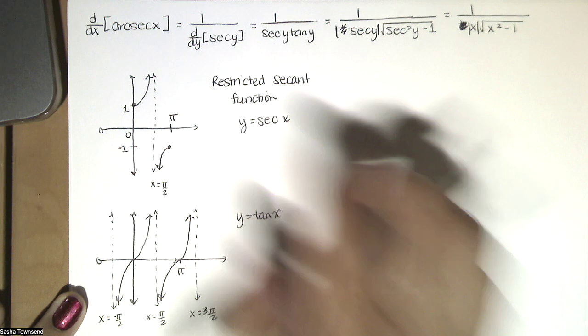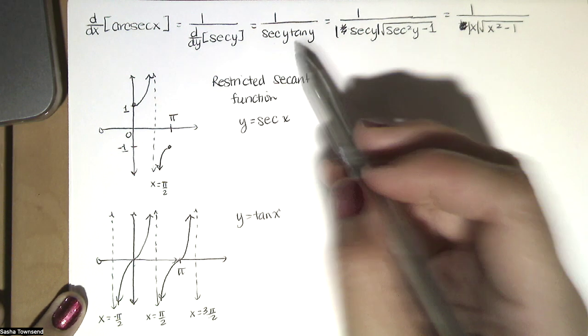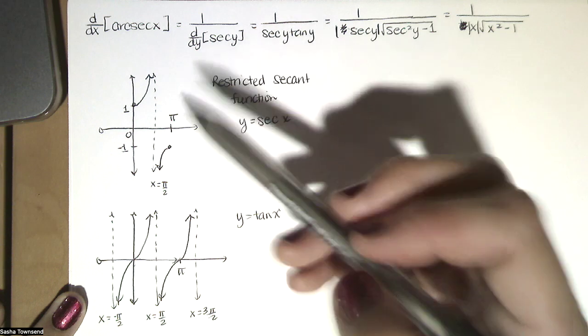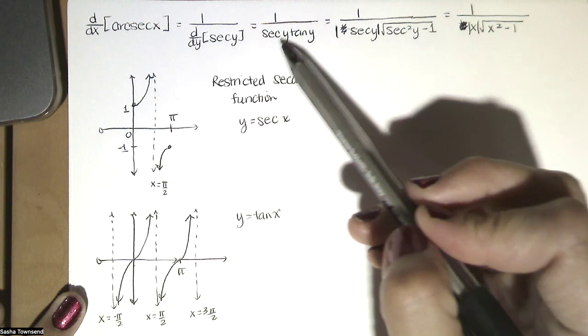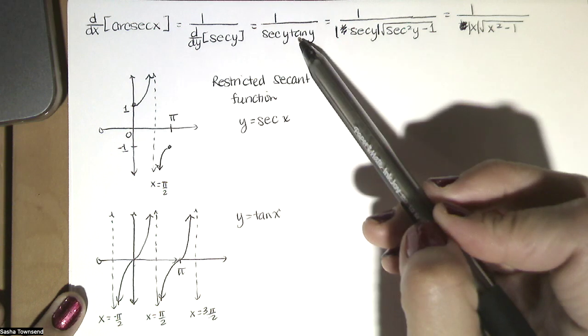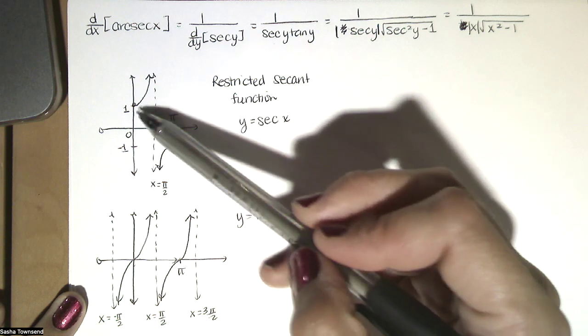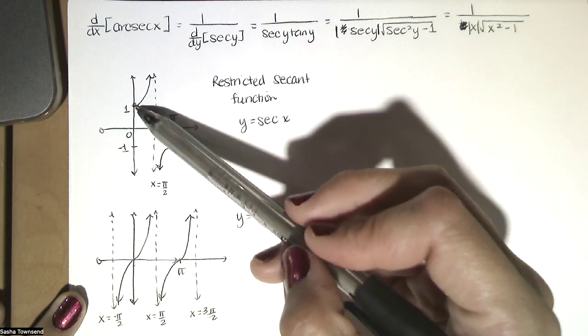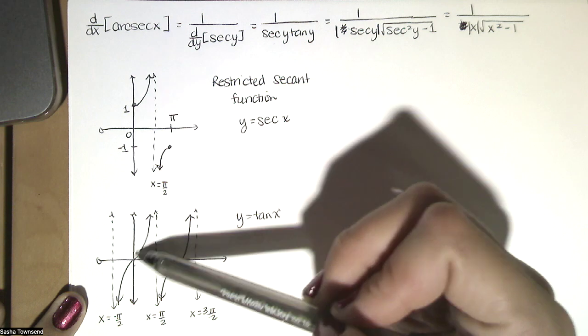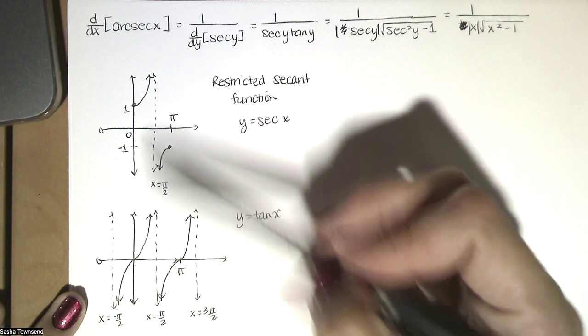I hope that makes sense. Again, you're saying, how do you know that that's got to be absolute value of x? Because we're looking at the sign of secant of y times tangent of y by looking at the y values on the secant graph between 0 and pi over 2, and the corresponding y values on the tangent graph.